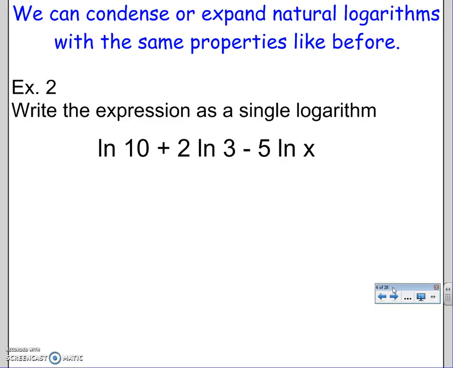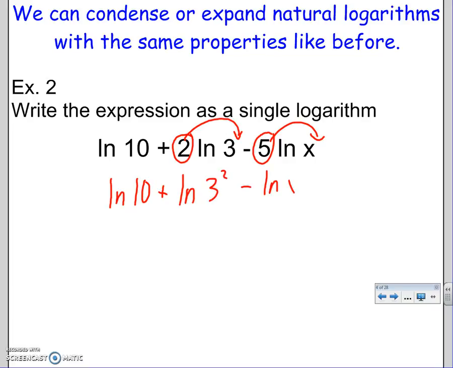All right, so here, let me put this 2 back up here. This 5 back up here. So really we have ln of 10 plus ln of 3 squared minus ln of x to the 5th power. All right, also, let's get rid of any exponents if we can. ln of 3 squared is the same as ln of 9, because 3 times 3 is 9.